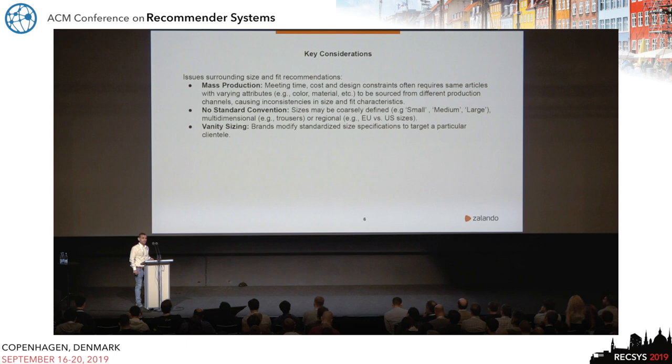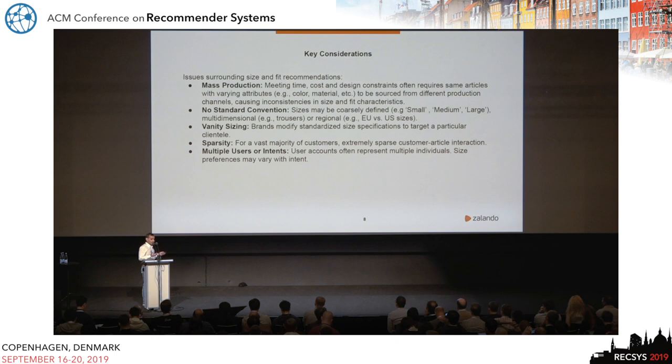And sparsity, of course, the data in this industry is extremely sparse. And there is also the issue that it's fairly common for a single customer to have one account with maybe a whole household behind it. How do you disambiguate who is shopping and who is not, and how do you recognize that accordingly? So all these things are what we consider when we try to suggest size.